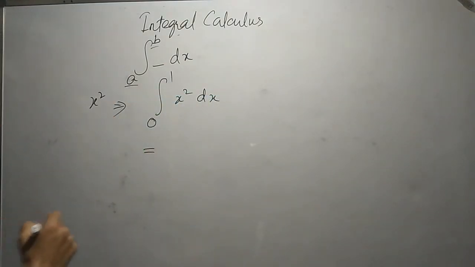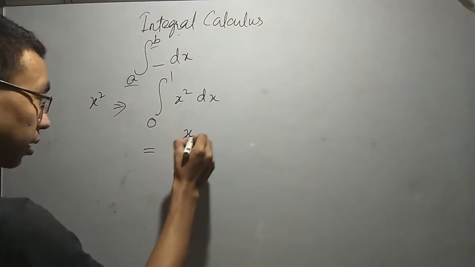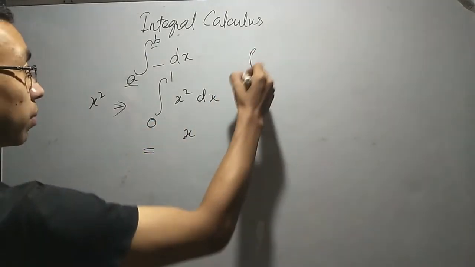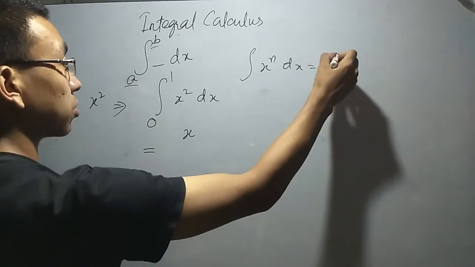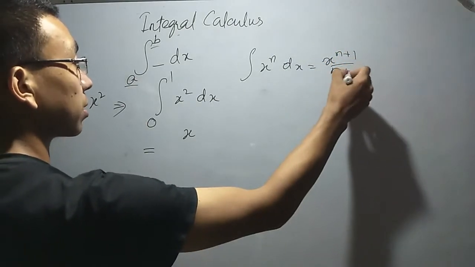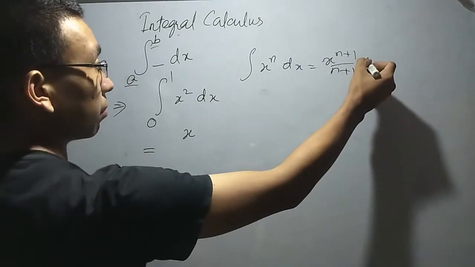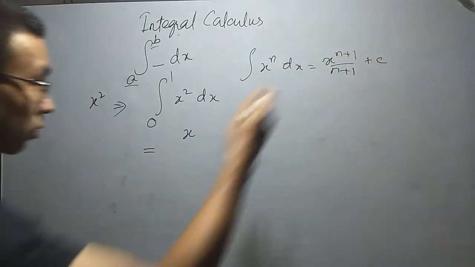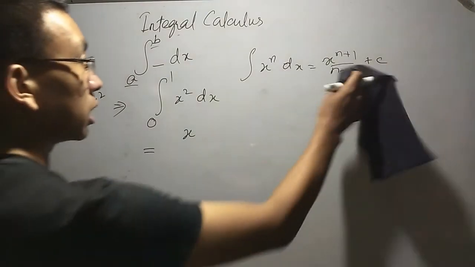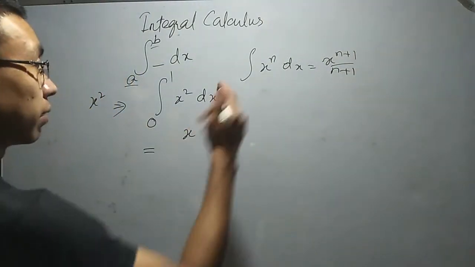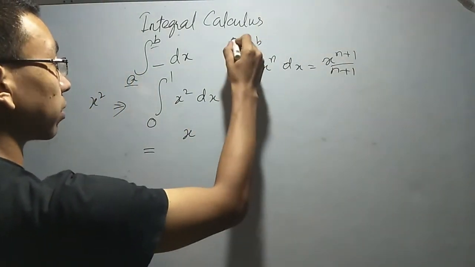Now see, x is x, the formula is here: the integral of x to the power n dx equals x to the power n plus 1 by n plus 1, plus c. This is for the indefinite integral, but if it is for a definite integral, I'll change it this way.